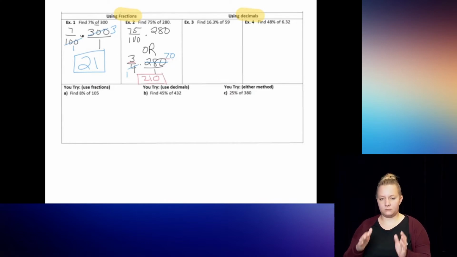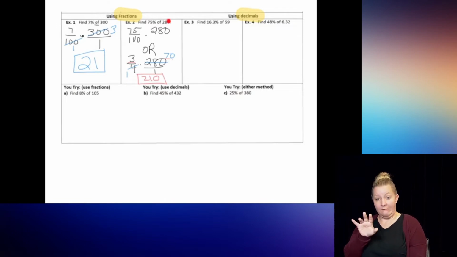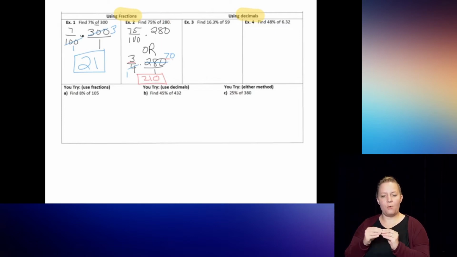And then, of course, we're going to check if our answers are reasonable. Okay, so here 7% means a tiny little bit of 300, so 21 is a tiny little bit. That's correct. 75% means more than half, and a lot more than half. Well, half of 280 would be 140, and this is a lot more than that, so that works out for me to check to make sure that my answers are in the right spot.